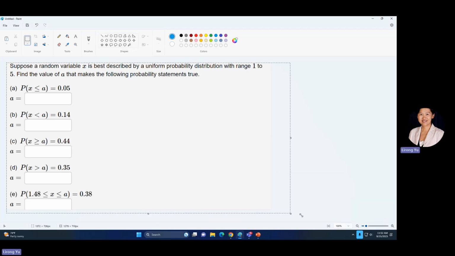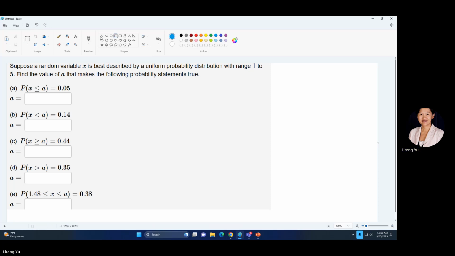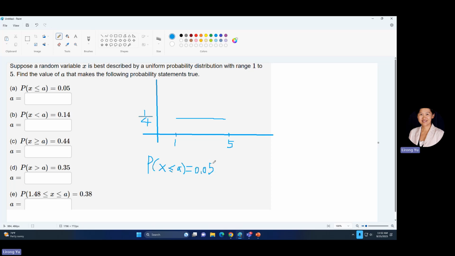So this is number 3. We've got a uniform distribution between 1 and 5. That's 4, so the height is 1/4, since 5 minus 1 is 4. That's the distribution. The first question is, what is the value a such that the probability that x is less than a is 0.05?